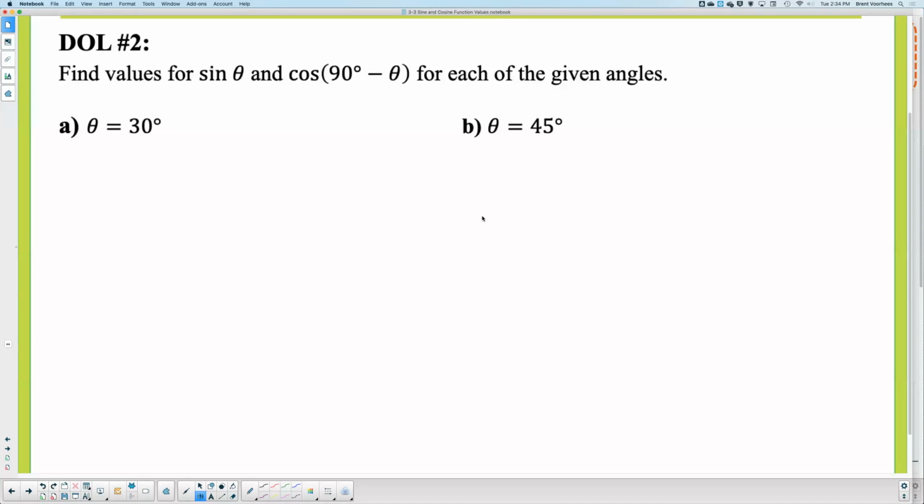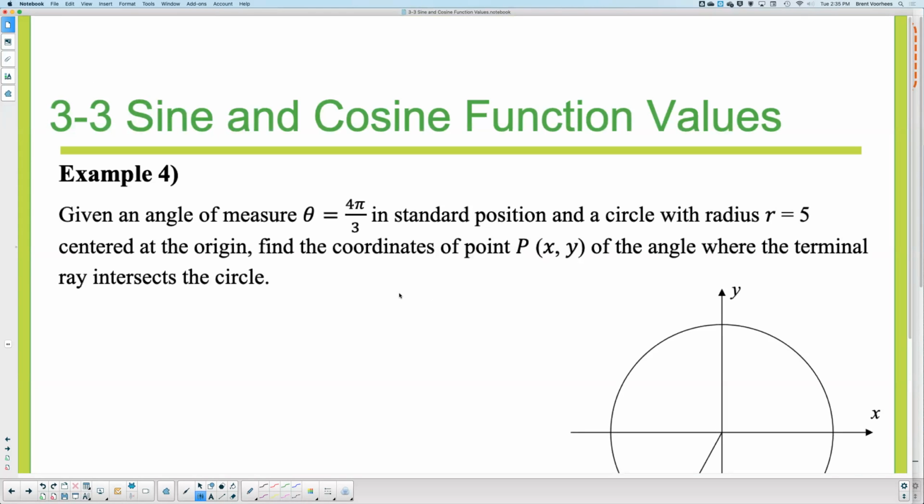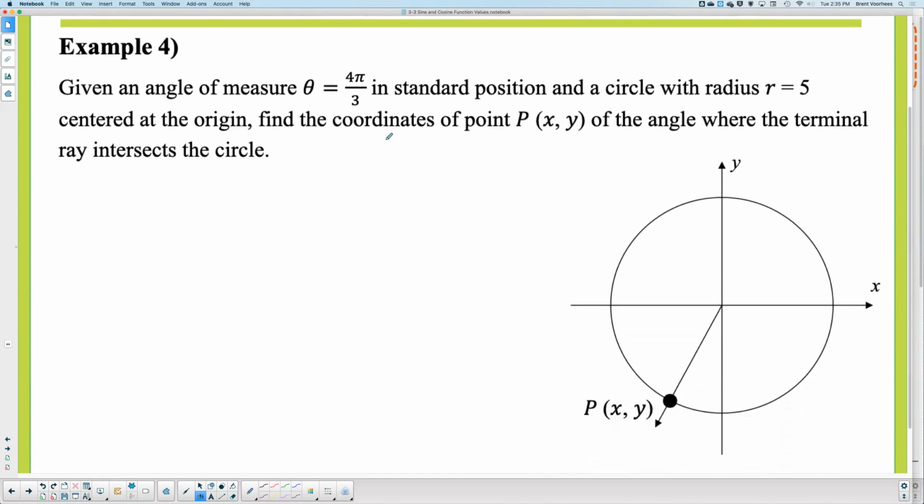All right, picking back up. And if you struggle on that using a hand trick, you can look back on the table from earlier today. We had the values written there, and you can plug them in to come up with your values from that table. Example 4. It says, given an angle measure of 4 pi over 3 in standard position.